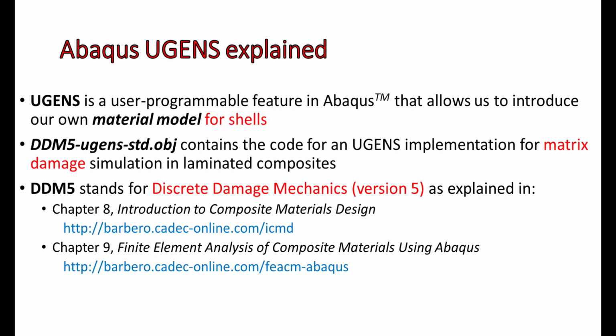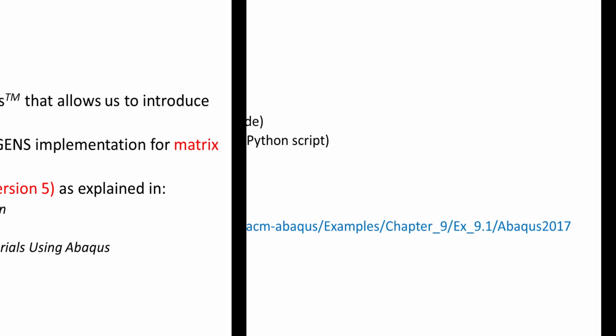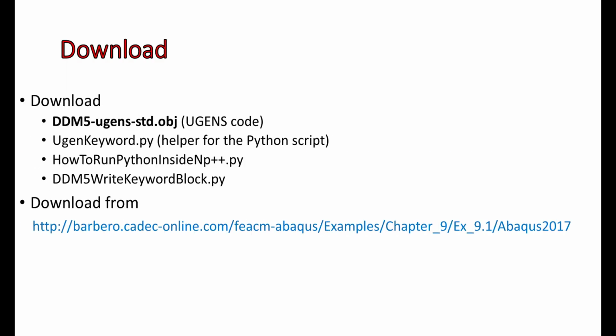The file DDM5 UGENS.std.object contains the code for a UGENS implementation for matrix damage simulation in laminated composites. DDM5 stands for Discrete Damage Mechanics, version 5, as explained in my textbooks. You should download these files from my website.